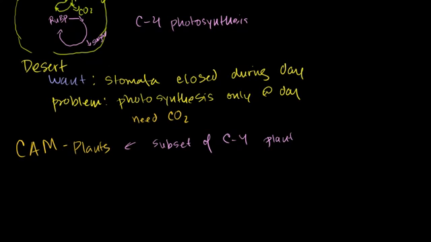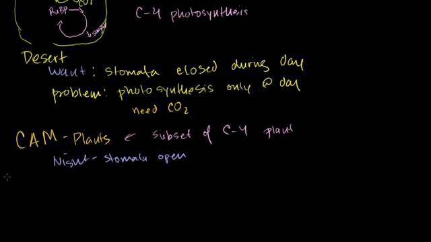And what they do is, at night, they keep their stomata open, and they're able to fix carbon. Everything occurs in the mesophyll cells of the CAM plants. So at nighttime, when they're not afraid of losing water, let's say this is a mesophyll cell right here.